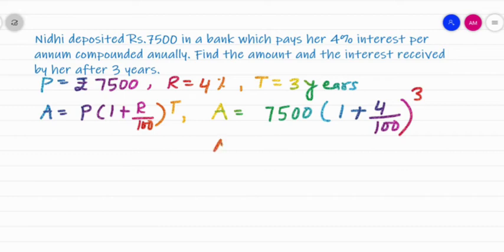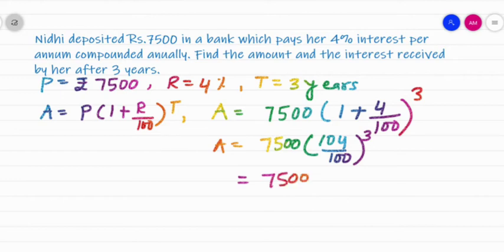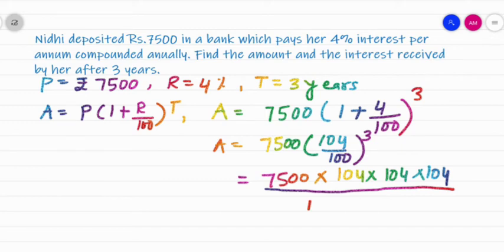Now let us see what is the amount. Amount will be equal to 7,500. Here when you do the LCM, you will get 104 by 100 to the power 3. So simply it will become 7,500 into 104 into 104 into 104 divided by 100 into 100 into 100. Now you can simply cancel these two zeros and these two zeros.